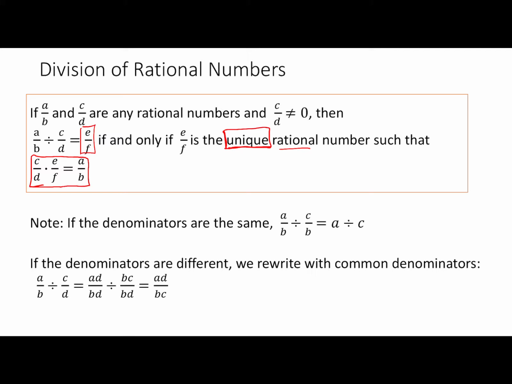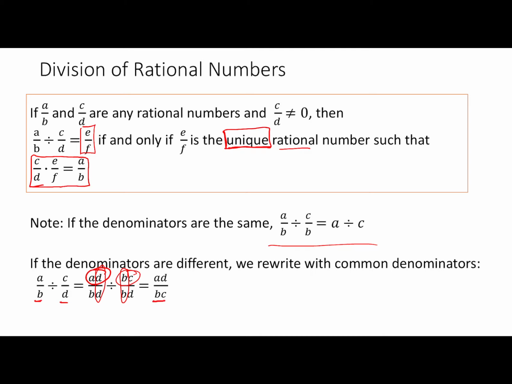Okay, so here I've got a over b divided by c over d. The common denominator here is bd, so I need to multiply the first fraction on top and bottom by d and the second fraction on top and bottom by b. And now we can use the fact above to say that's just AD divided by BC.